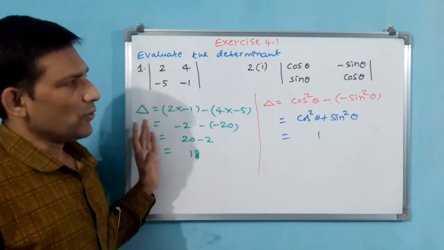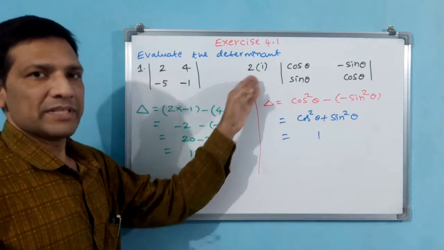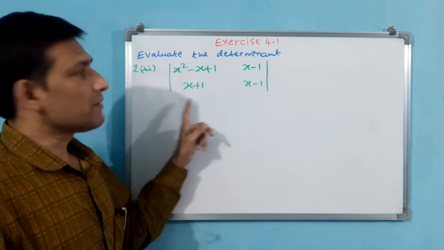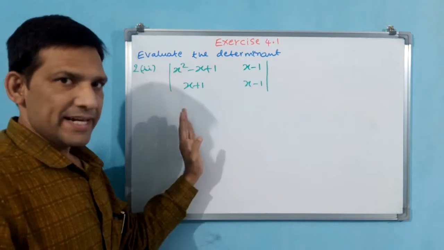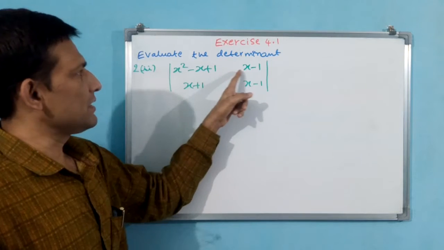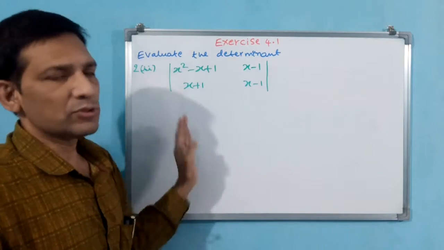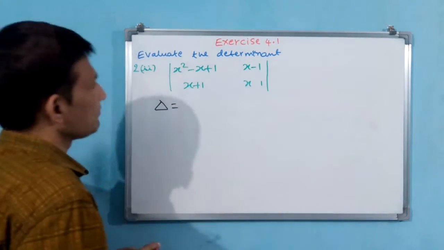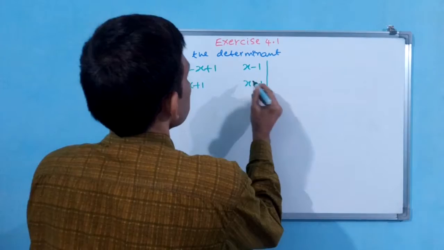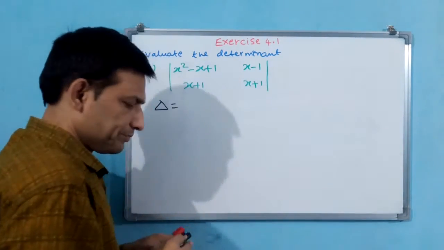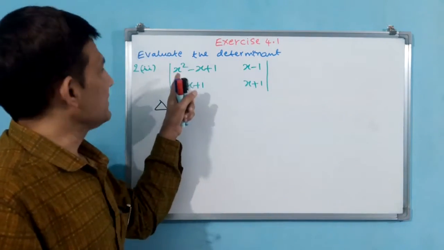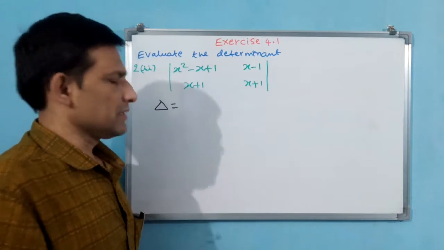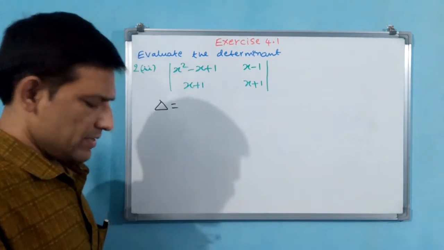Okay, no doubt, we go for the second part of the second question. Determinant, directly they have given: x square minus x plus 1, x minus 1, x plus 1, x minus 1. This also we have to evaluate. I have made a mistake. Here x plus 1 is there, we have to write x plus 1. Now see, take this x plus 1: x square minus x plus 1, x minus 1, x plus 1, x plus 1. Now let us find delta.